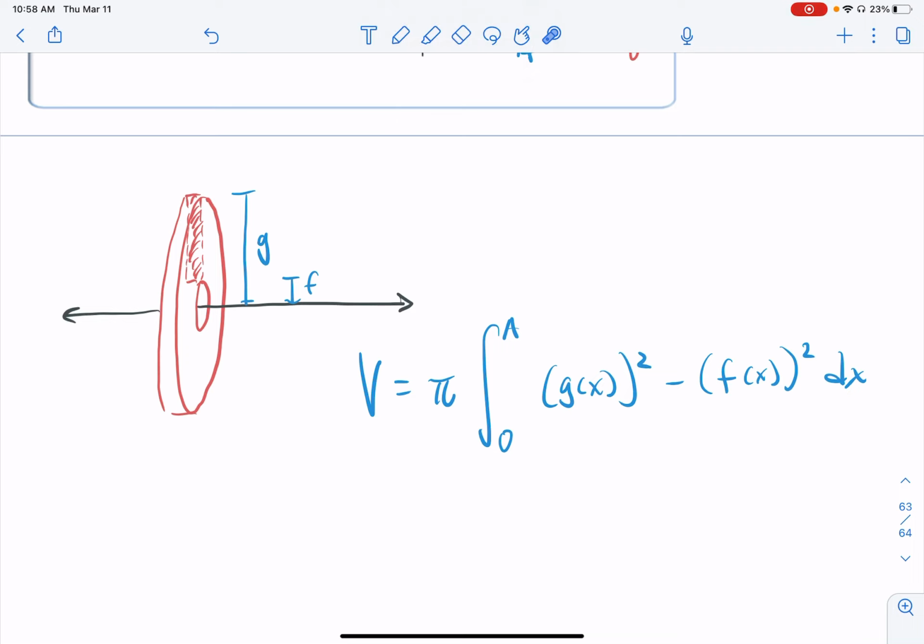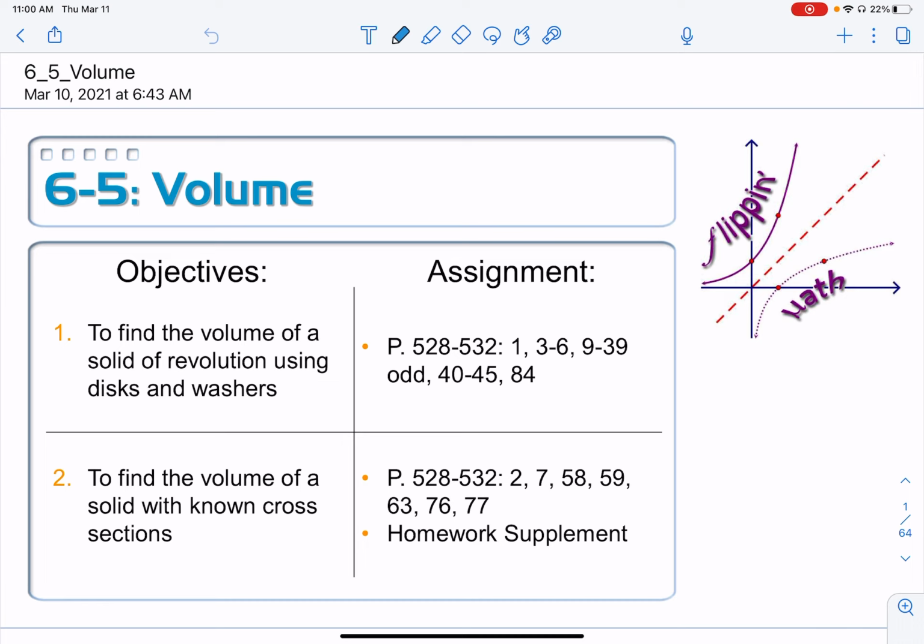So we were able to calculate volume in a couple of different ways as solids of revolution using both disks and washers. And if it has some sort of known cross section, commonly squares, semicircles, triangles, and things of that nature.